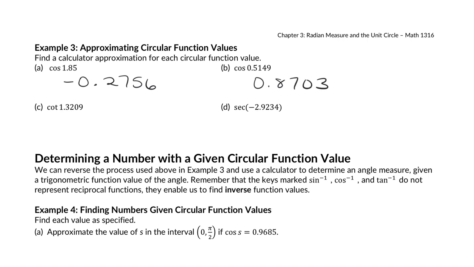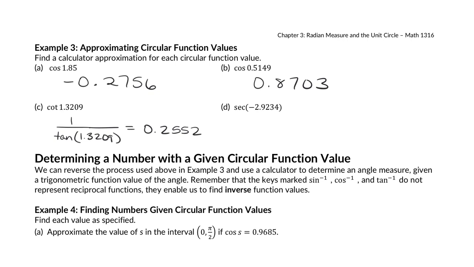0.8703. But what about cotangent? How did we type cotangent into the calculator before again? Cotangent is the reciprocal of tangent. So we're going to do 1 over the tangent of 1.3209. And when we do that, we can actually get the value of cotangent. 0.2552.